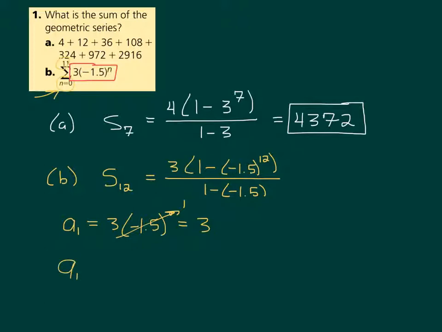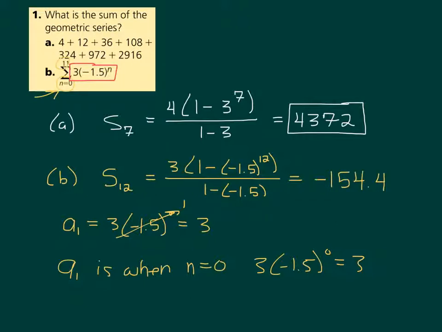So the first term is when n equals 0, which is 3 times negative 1.5 to the 0, which is 3. And then up here, you put this in the calculator. What do we get? Negative 154.496.